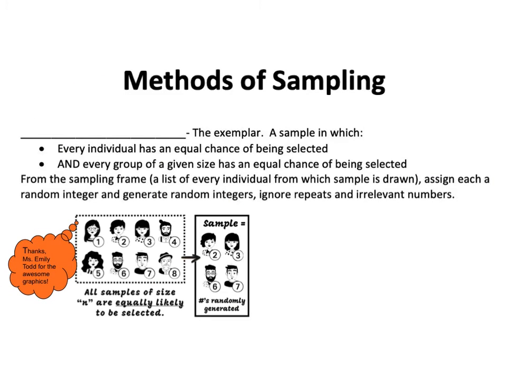So let's talk about our different methods of, I'd say, good sampling. So the SRS, or the simple random sample, this is our exemplar, meaning it's what many of them strive to be. Here are some conditions on a simple random sample. It is where every individual has an equal chance of being selected, but that's only part of the definition because there are other sampling methods that fit as well.